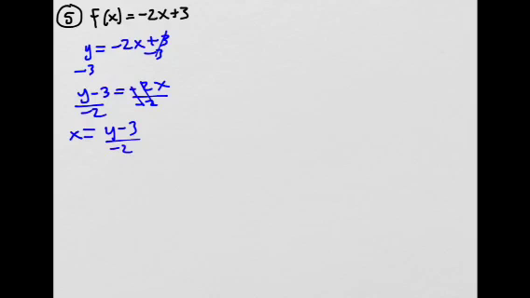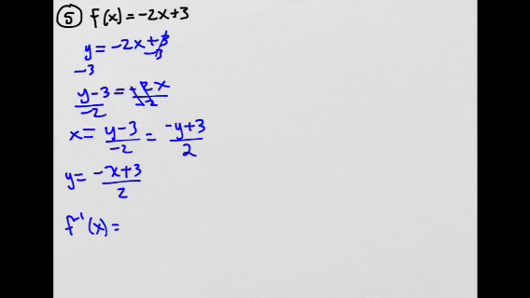Now, it's common practice to have the denominator positive. So we're going to move the negative to the numerator. That means distribute the negative on the top with the y and the minus 3. So we end up with minus y plus 3 over positive 2. So now we switch the x and the y. So y equals negative x plus 3 over 2. And then we change the y into f inverse of x. So this is what we got for the answer for inverse.